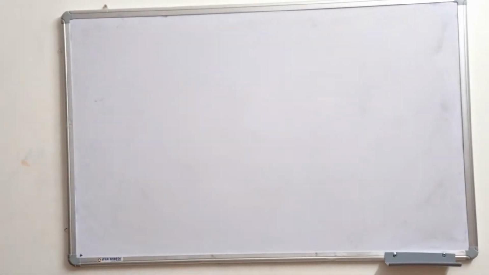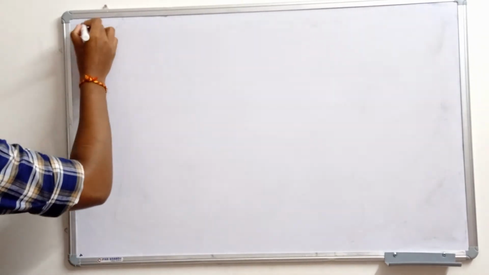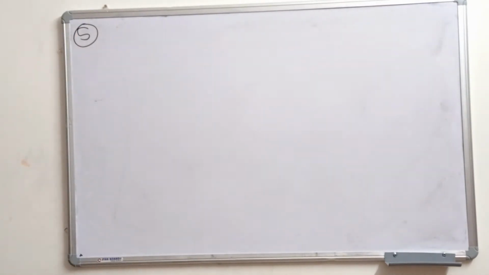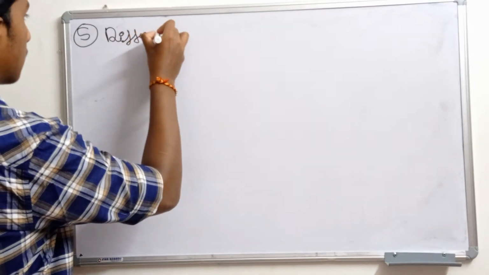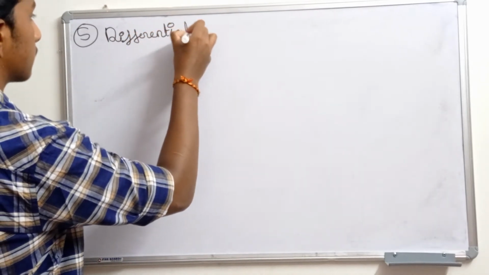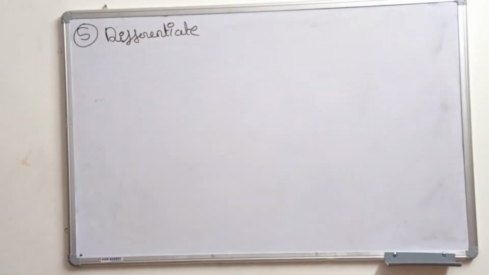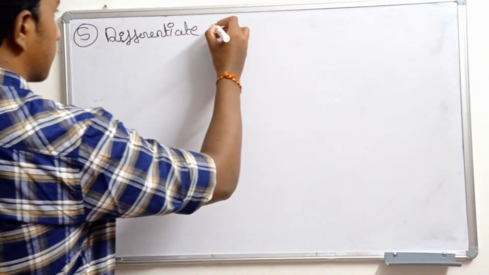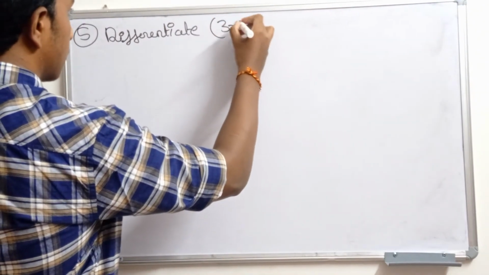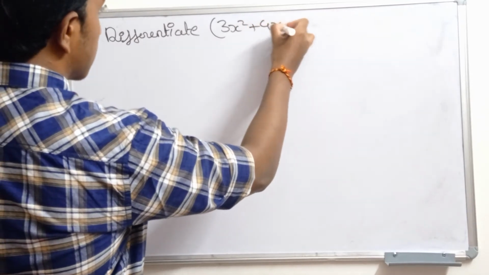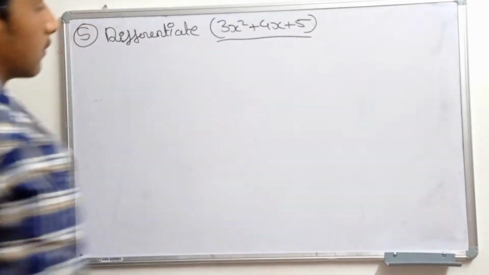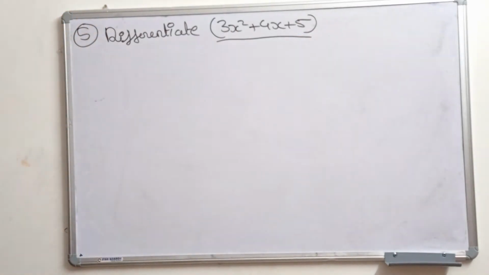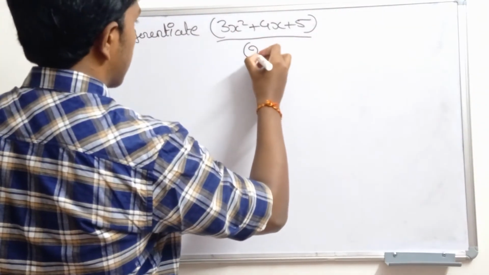Okay, moving to the fifth problem. The fifth problem is: differentiate 3x square plus 4x plus 5 by 2x plus 3.